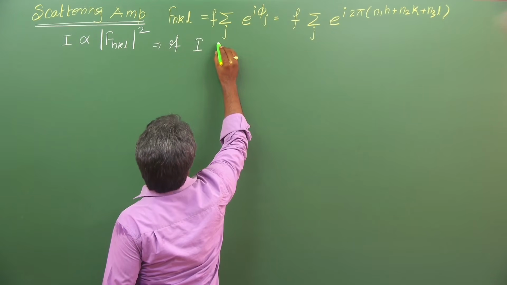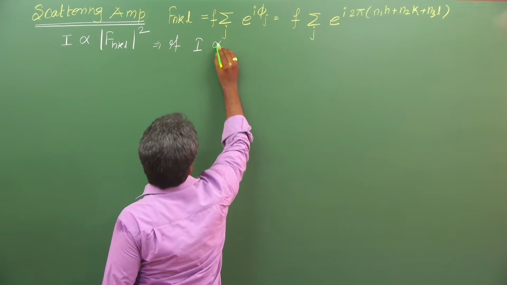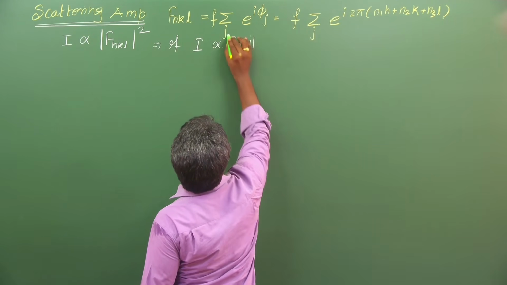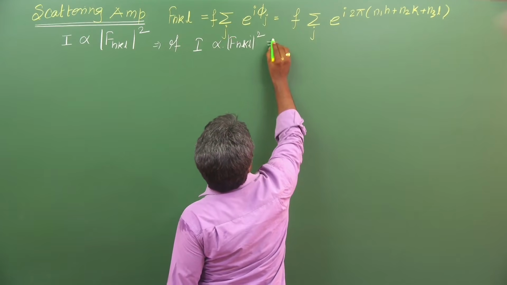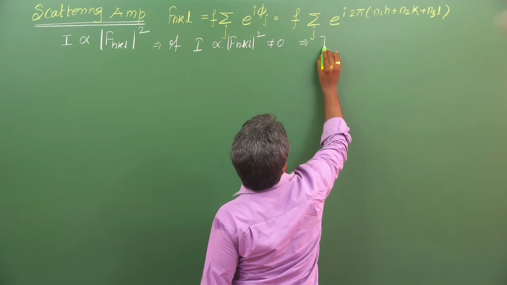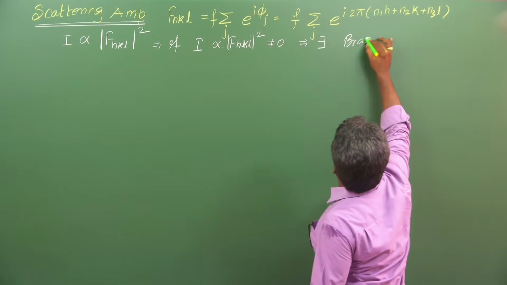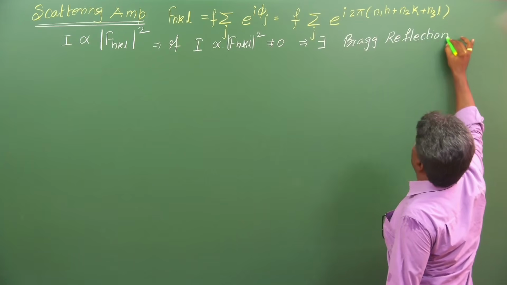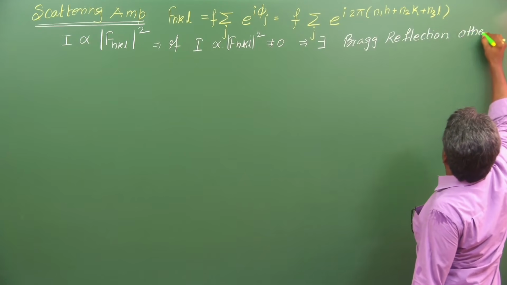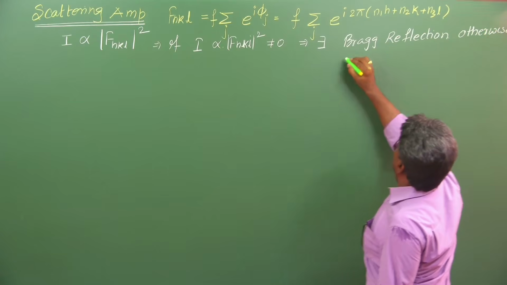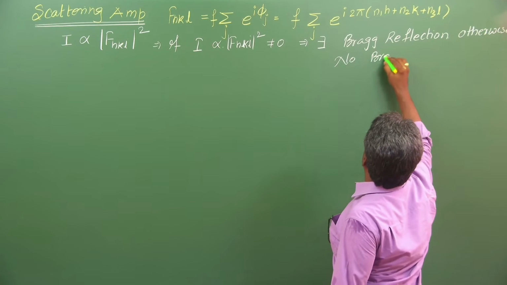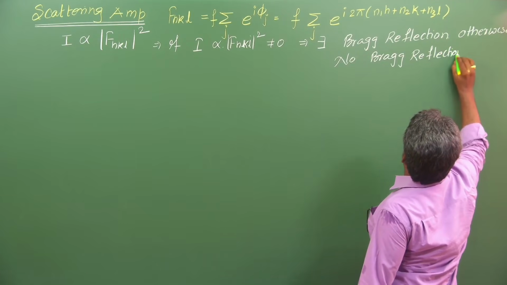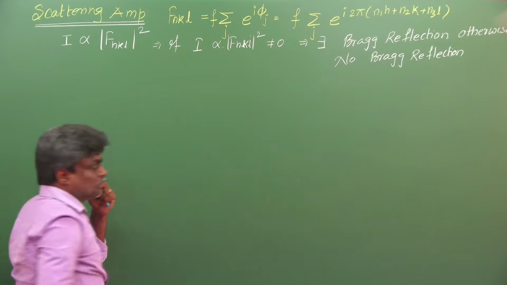The simple logic: intensity is proportional to this F_HKL mod square. If it is not equal to 0, then there exists Bragg reflection. Otherwise, no Bragg reflection. I hope everybody understands why we are taking this amplitude. Are you ready now?